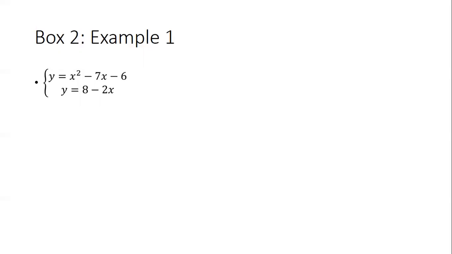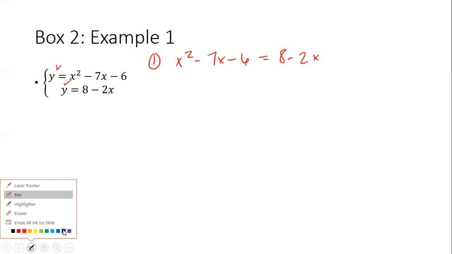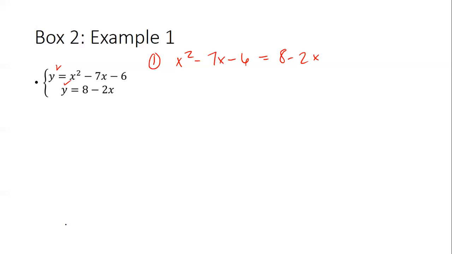So here's our example. We have y equals x squared minus 7x minus 6, and we have y equals 8 minus 2x. So they're already both set equal to y. That's good. So step 1, we're going to make them equal to each other. So we have x squared minus 7x minus 6 equals 8 minus 2x. Step 2 is to make one side equal to 0. So combine like terms. Subtract 8 and add 2x.